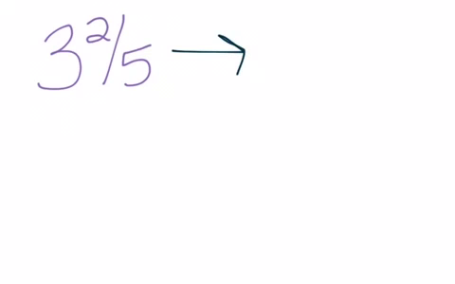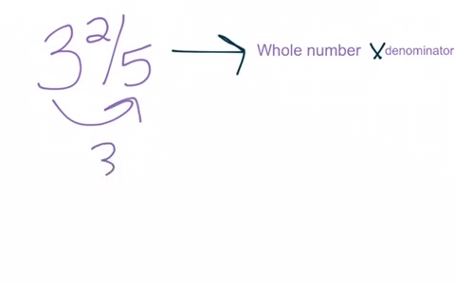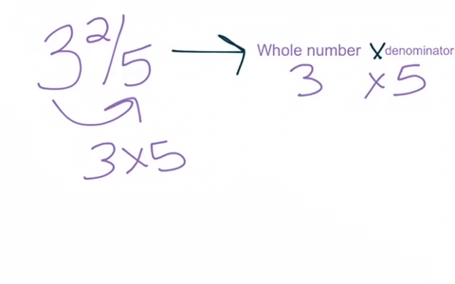So if I start with my mixed number, 3 and 2/5, and I want to turn it into an improper fraction, okay, I'm going to take my whole number and I'm going to multiply it by my denominator. So in that case, that's 3 times 5. My whole number is 3, my denominator is 5. That's going to give me 15.